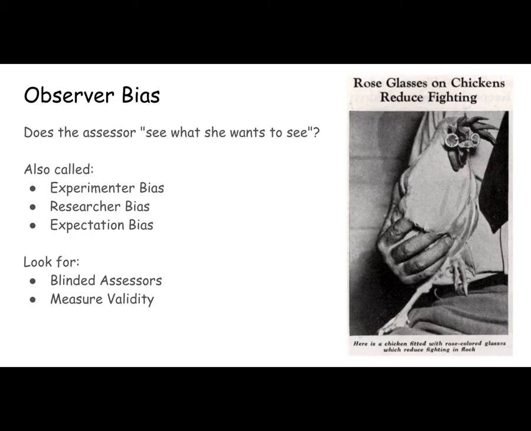So this is a case where even though we often can't hide who's in what group from the clinician doing the intervention or from the subjects themselves, we can get a separate blinded person who doesn't know what intervention everyone got and have them do the assessment. That's a way of avoiding observer bias.